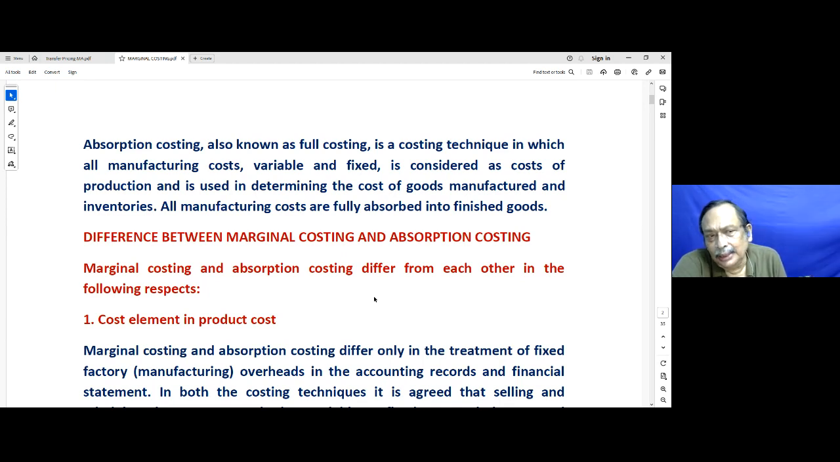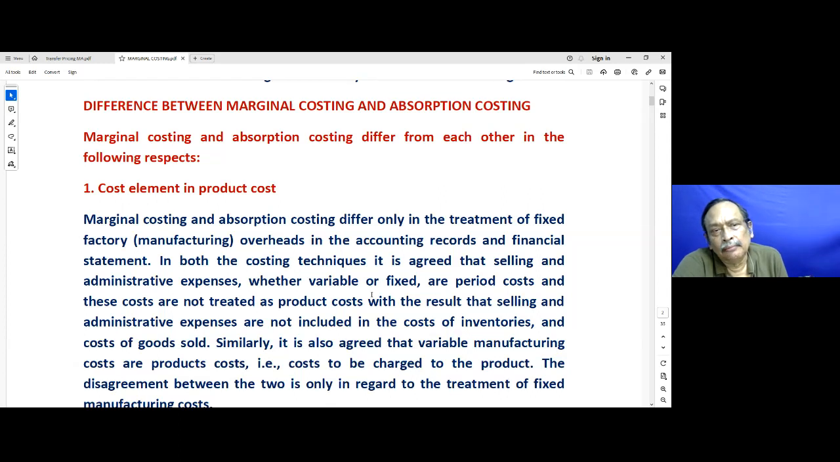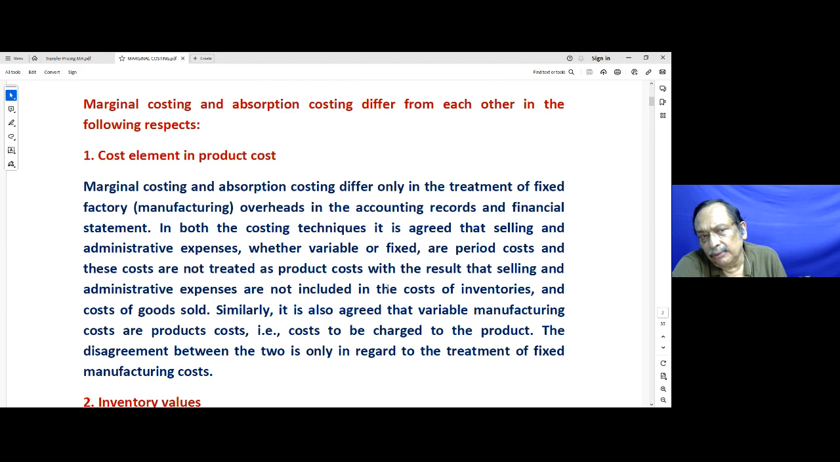Now, a distinction or difference between marginal costing and absorption costing is of much importance. Marginal costing and absorption costing differ from each other in the following respects. Number one, cost element in product cost. Please try to understand. Marginal costing and absorption costing differ only in the treatment of fixed factory manufacturing overheads in the accounting records and financial statements.